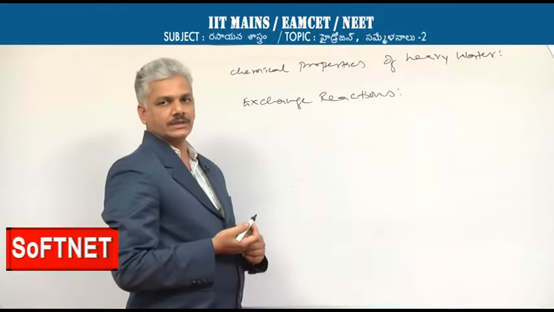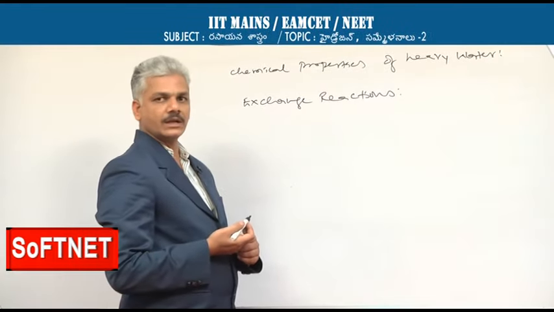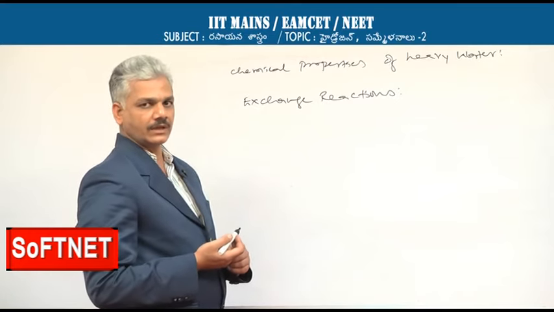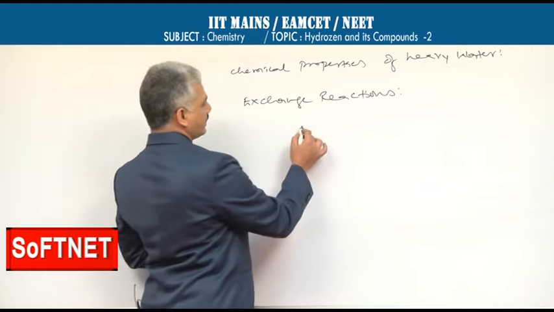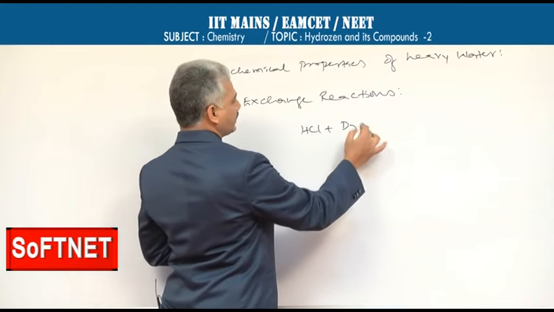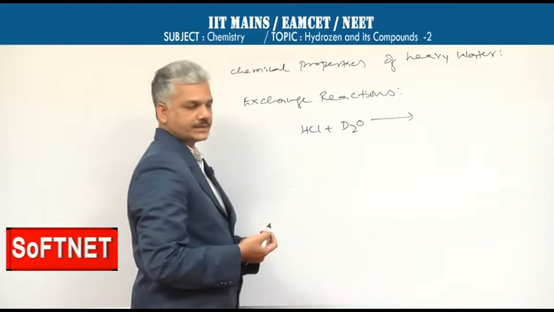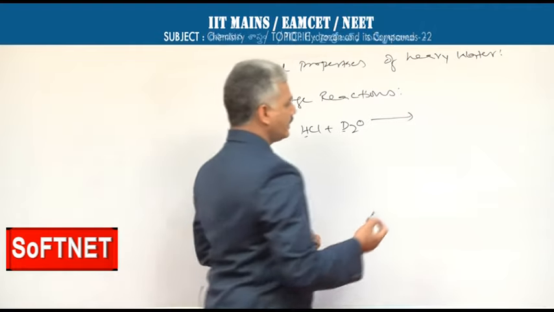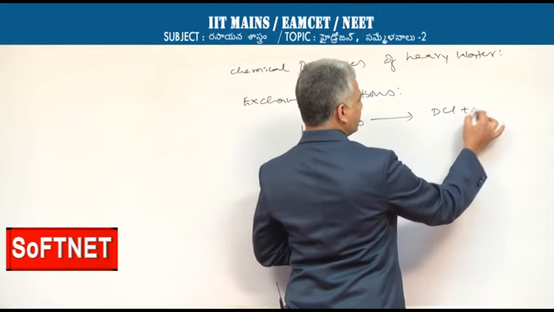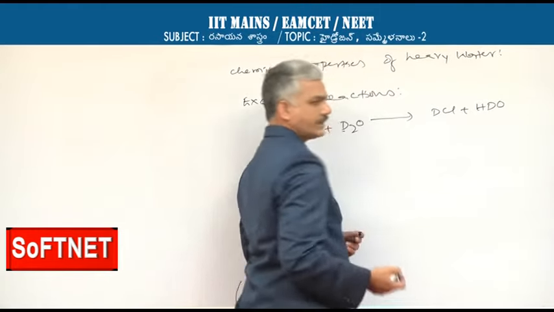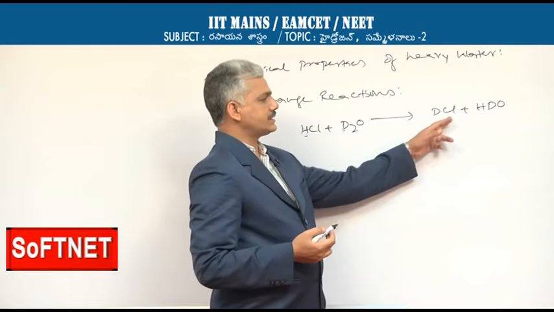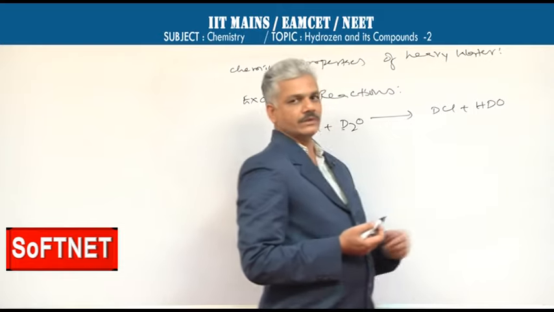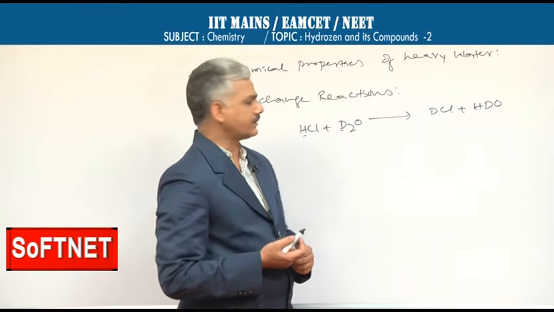When heavy water is added to compounds containing normal hydrogen, normal hydrogen is exchanged for heavy hydrogen. Say for example, if we add heavy water to hydrochloric acid, the normal hydrogen will be replaced with the heavy hydrogen. So we get DCl and HDO as the products. This DCl is called as deuterochloric acid and this HDO will be called as mixed water.